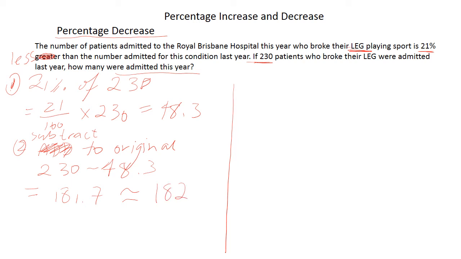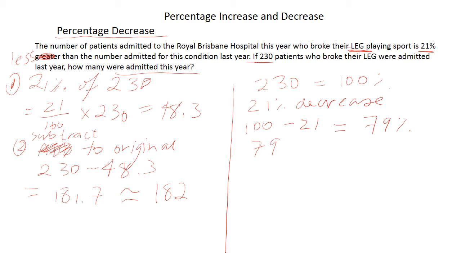So the other method is, we know that 230 is 100%, but there's a 21% decrease. So it's 100% take away 21, which equals 79%. And then we can say we want to find 79% of 230.